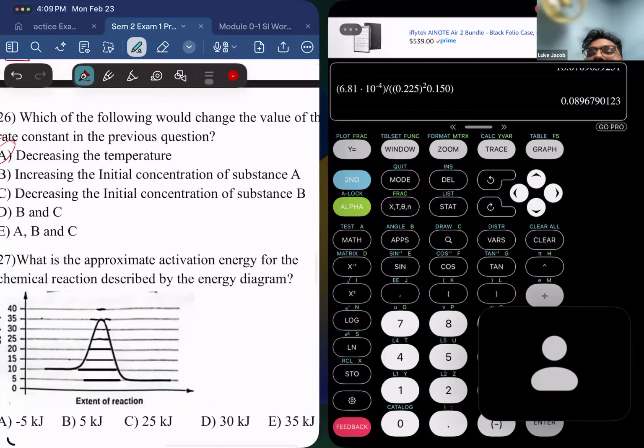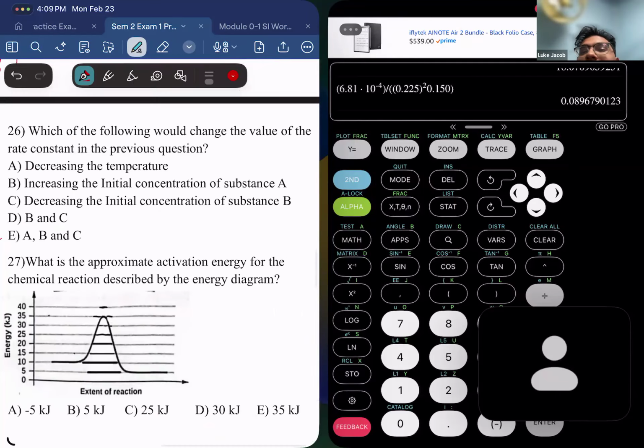Okay. I forgot to erase this. Which of the following would change the value of the rate constant in the previous question? So the rate constant, the only thing that affects it in this case would be A, decreasing the temperature. Temperature is the only thing that will affect the rate constant.